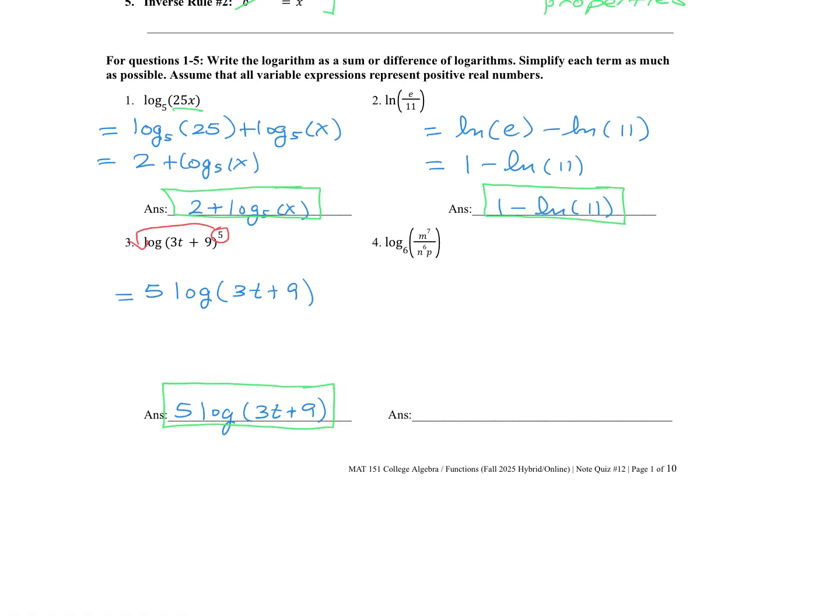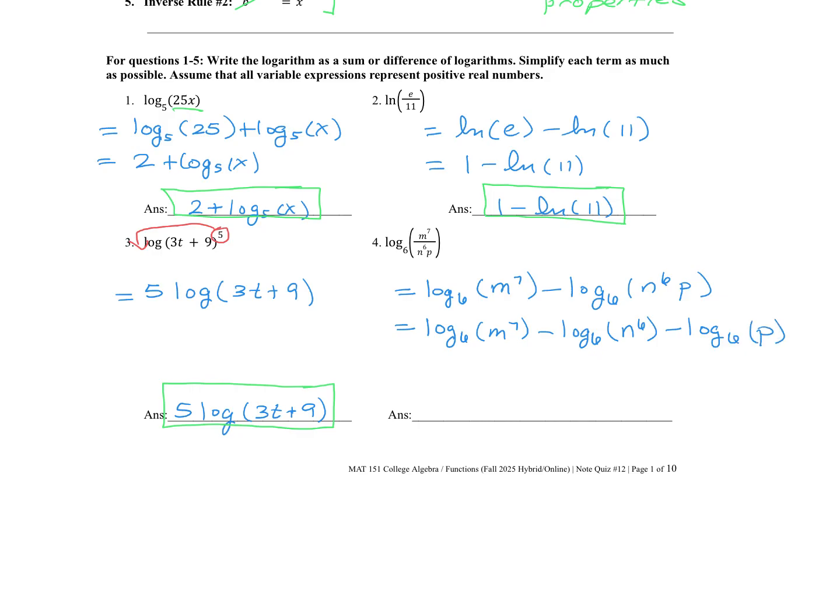For this next one, you'll notice that we have division happening, some multiplication, and some exponents. The first thing I recommend doing is taking apart the division. This is going to be log base 6 of my numerator, which is m to the 7th, minus log base 6 of my denominator, which is n to the 6th times p. We now have multiplication to take apart in the second logarithm. So that's log base 6 of m to the 7th minus log base 6 of n to the 6th, and now minus log base 6 of p.